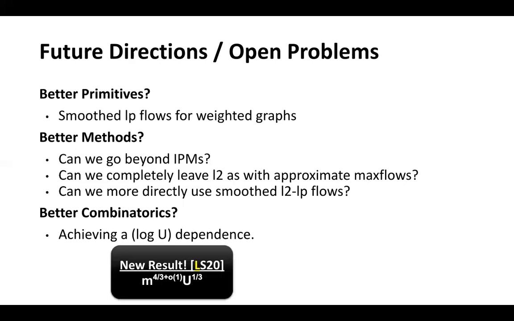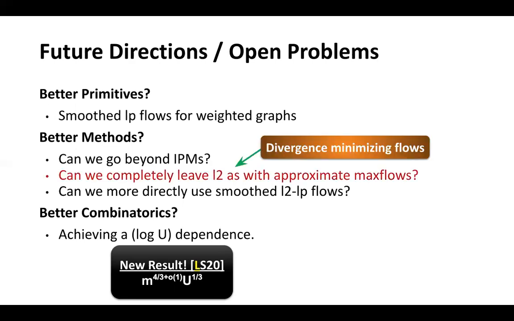Actually, we were recently able to give a new result in m to the 4/3 runtime for unit max flow and bipartite matching that makes progress towards, we think, several of these questions. As for whether we can completely leave L2, we no longer use electric flows in our new algorithm. We define a new kind of flow called a divergence minimizing flow, which is the main flow primitive we use to do our algorithm.